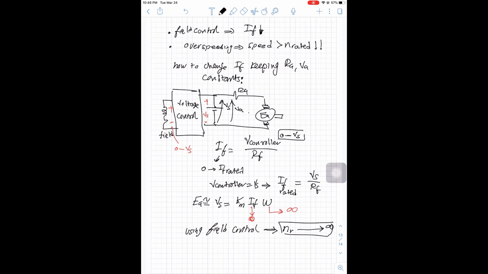We can change I field by inserting a resistance into the field, but I'm not suggesting doing this because inserting a resistance means lower efficiency because you are adding losses.